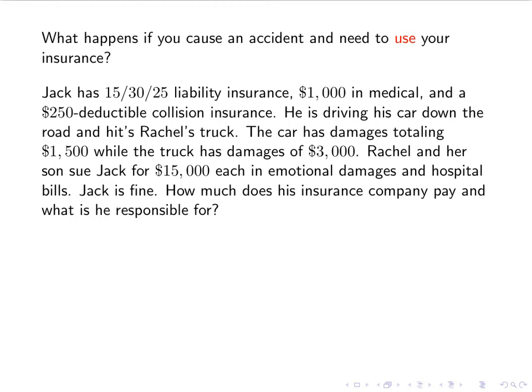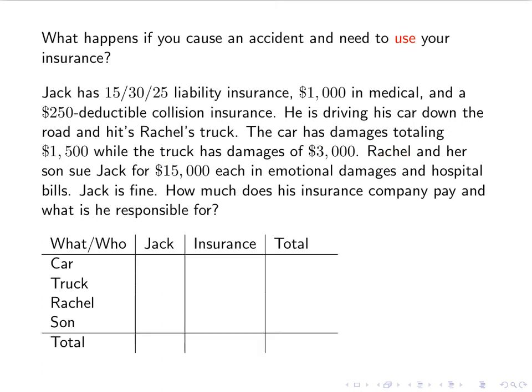So the first thing that I'm going to do is go through what happened and figure out who and what have damages. So I have the car, the truck, Rachel, and her son. Those are going to go in the first column of a table that I'm going to make. So the first column, again, is who or what has damages. Car, truck, Rachel, son, and a total. And then I'm going to have what Jack owes, what the insurance company owes, and the total.